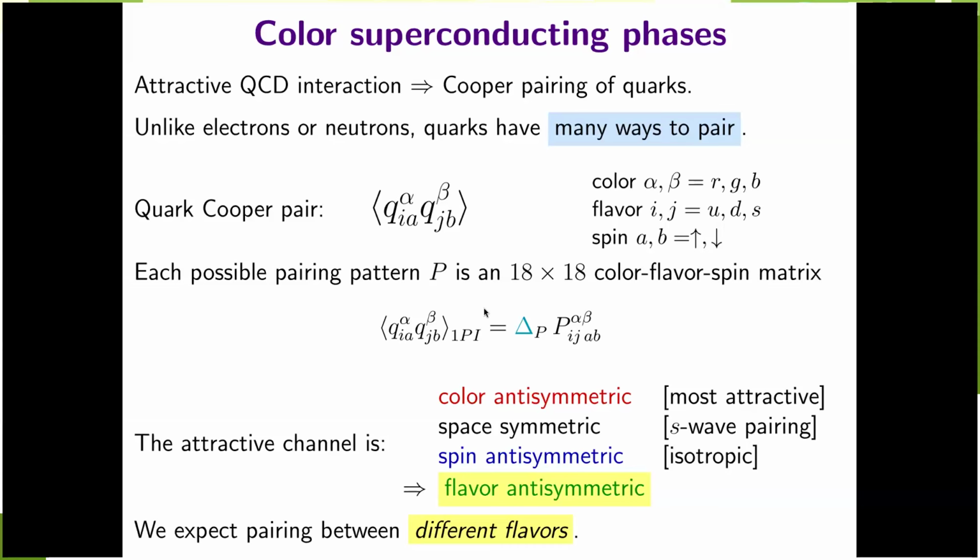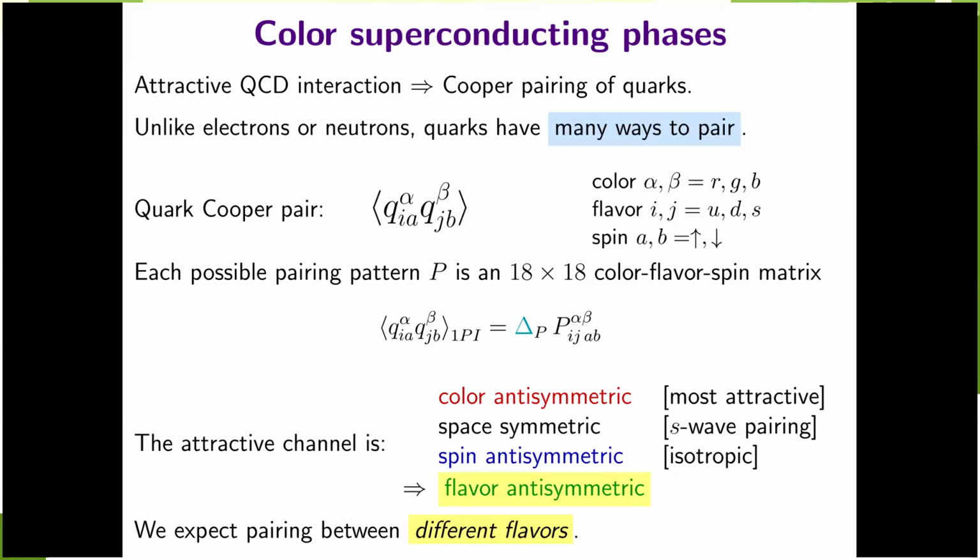So this is how you can write it. You've got this P thing here, which tells you the structure, which colors and which flavors and which spins are pairing with each other, and then some strength in front, saying how strong is the pairing in this channel, which is another way of saying how favorable is it energetically? How much does this pattern lower the energy of the system? And the one that lowers the energy the most is going to be the favored pattern. There's only going to be one really, the best pattern is going to be the one with the lowest energy. And the question is going to be, which one is it, right? Because 18 by 18 is a lot. So we'd like to narrow it down a bit.